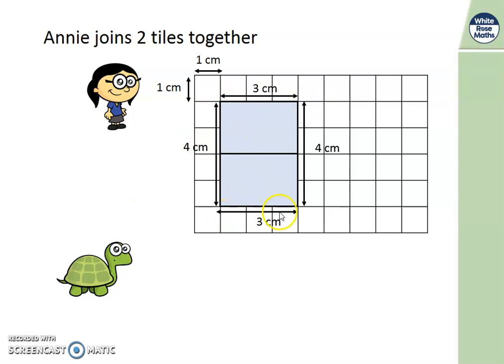3 add 3 makes 6. 4 add 4 makes 8. 6 add 8 makes 14. Well done. That is correct, because we don't count these inside lines. They're no longer on the outside edge. Well done, Tiny.